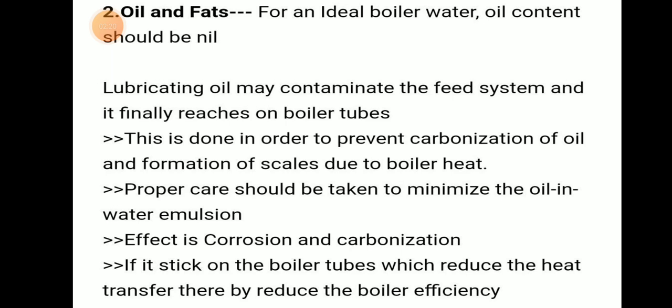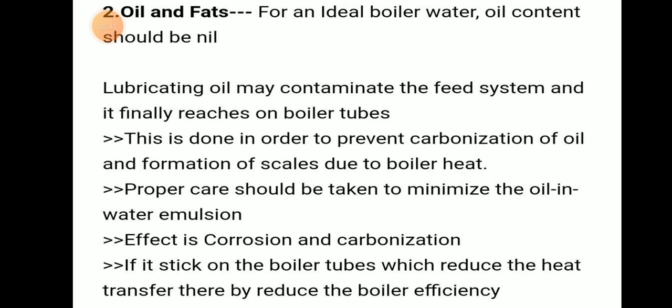Proper care should be taken to minimize the oil in water emulsion. The effect is corrosion and carbonization. If the oil sticks on the boiler tubes, it will reduce the heat transfer, thereby reducing the boiler efficiency.